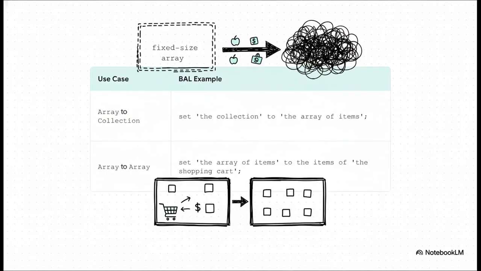So how do you handle this correctly? Let's look at what works. First example here. You can safely move items from a fixed size array into a flexible collection. And in the second one, you can move items between 2 arrays. This works because you're either staying at the same level of restriction or moving to one that's less restrictive.